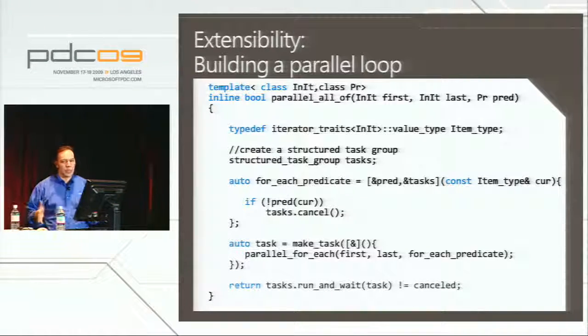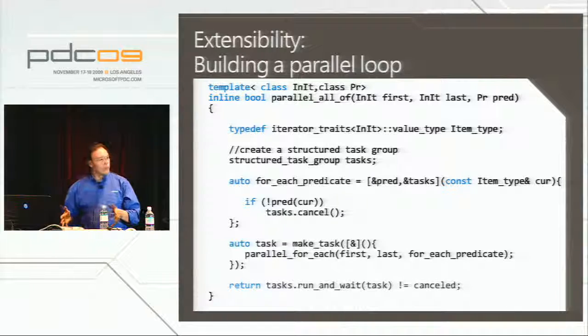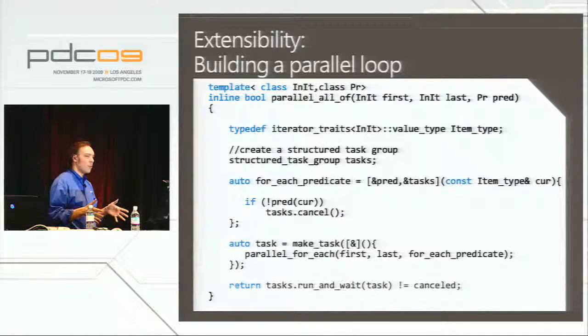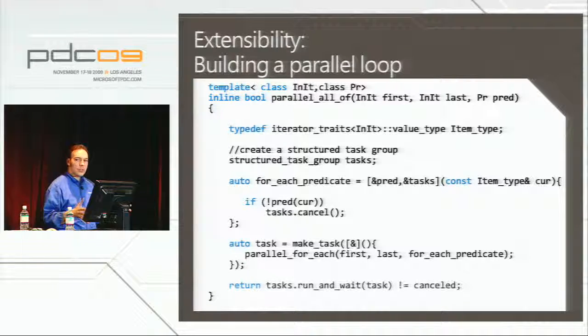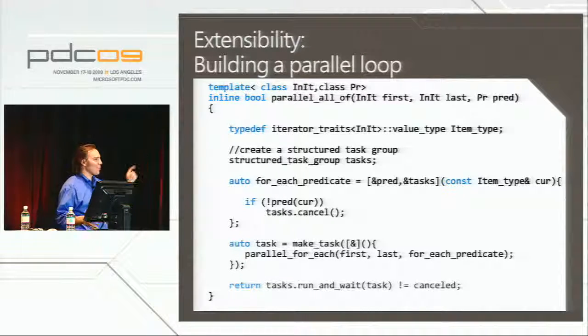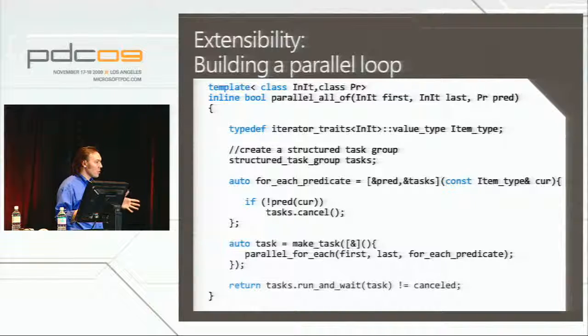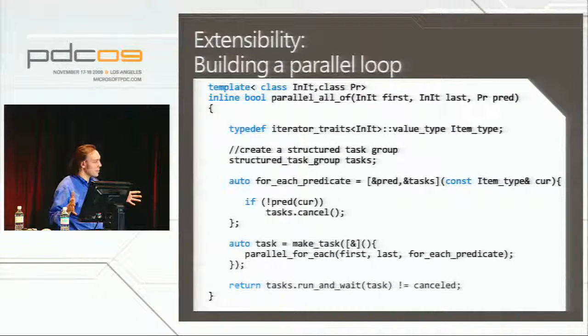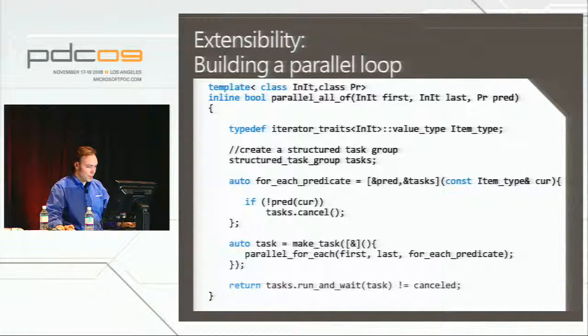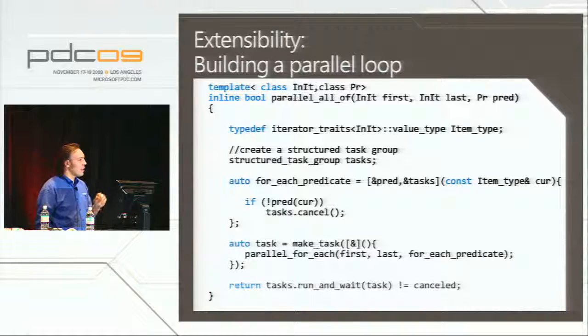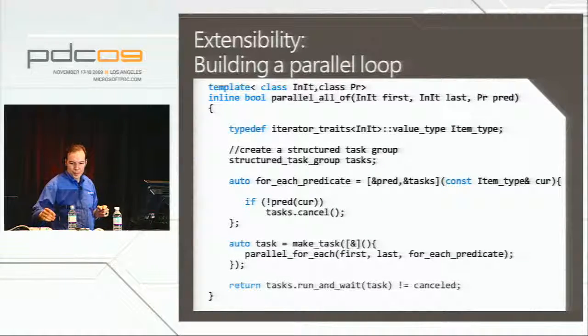Wait will actually propagate exceptions if one is thrown using exception pointer from C++0x. Wait will return canceled if the task group was canceled, and that's what happens here. Or it will return, I believe it's OK or something like that, or tasks completed, if everything was just fine. So that's what it looks like here. Let's go see what it looks like in code.